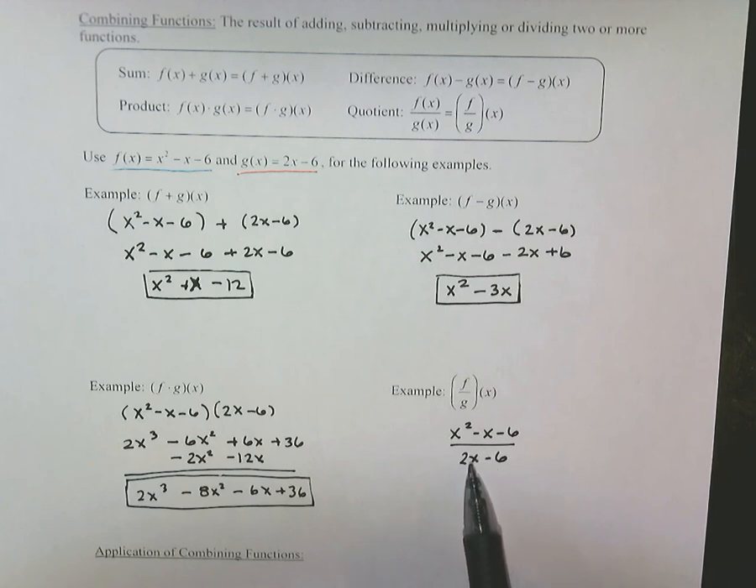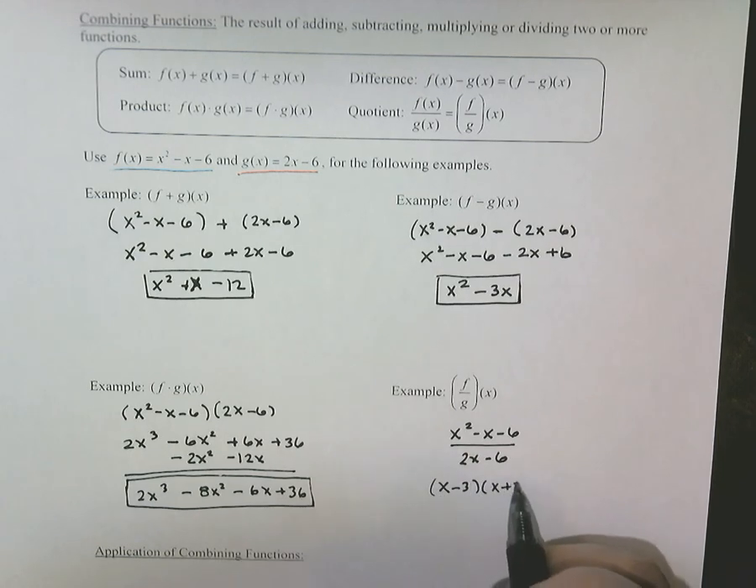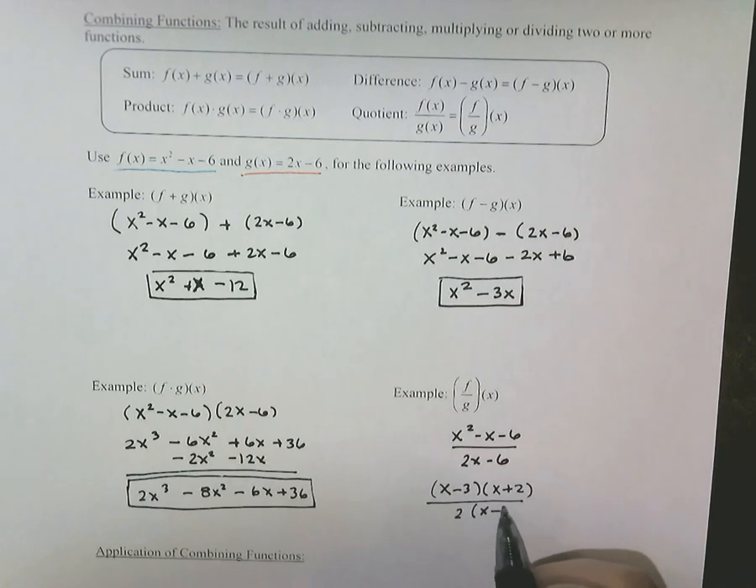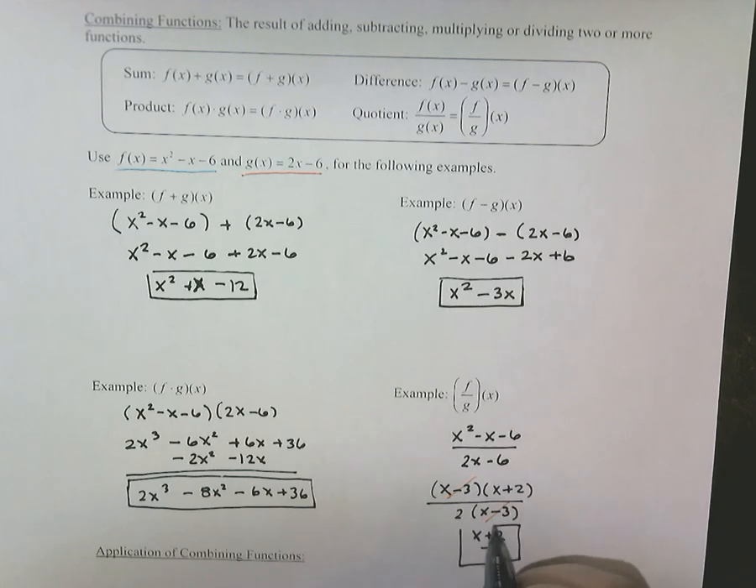But if you recognize that, yeah, I can reduce this, I'm going to factor the numerator, x minus 3 times x plus 2. And I can factor the denominator, 2 times x minus 3. Now I've got a common term, x minus 3 over x minus 3 is 1. So this reduces to x plus 2 over 2. Do not cancel the 2's out.